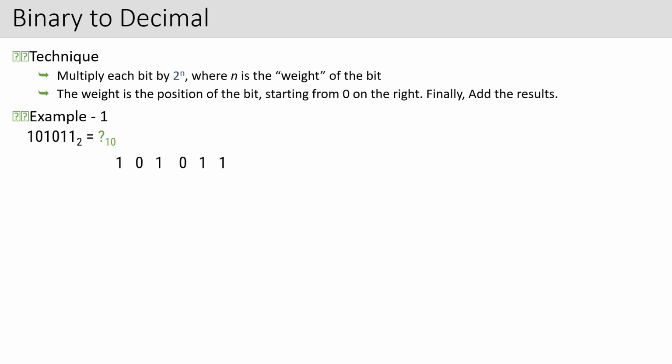So, what did I say? What is the technique you are supposed to write? You'll have to multiply each bit by 2 to the power n. N is the weight of the bit, the position of the bit starting from 0 on the right. Now here you see, how many bits does it consist of? 6 bits. So you will go on multiplying each bit by 2 to the power n. And what is the value of n? N is the weight. So it is unit, 10, 100, 1000, 10,000, lakh, right? You'll have to start from 0, 1, 2, 3, 4, 5. So 1 into 2 to the power 0.